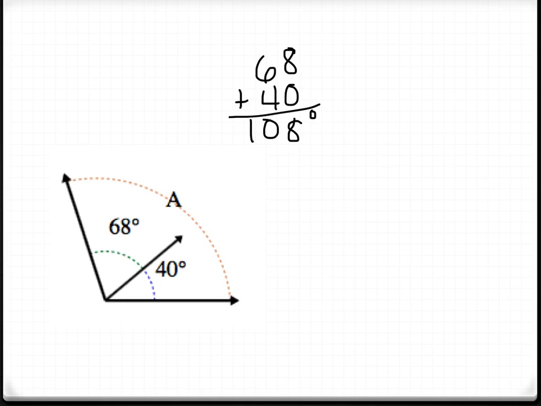To write that as an equation, I could write 68 plus 40 equals A. In this case, to solve for A, I say that A equals 108 degrees. Let's look at that same problem still. We said 68 plus 40 equals angle A.